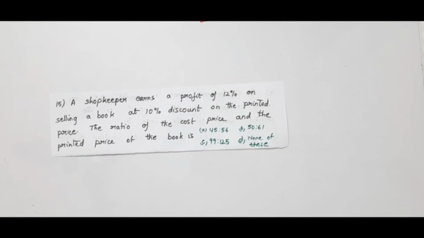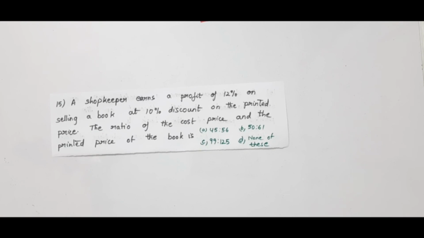Next problem. A shopkeeper earns a profit of 12% on selling a book at 10% discount on the printed price. The ratio of the cost price and the printed price of the book is? Option A, 45 is to 56. Option B, 50 is to 61. Option C, 99 is to 125. Option D, none of these.